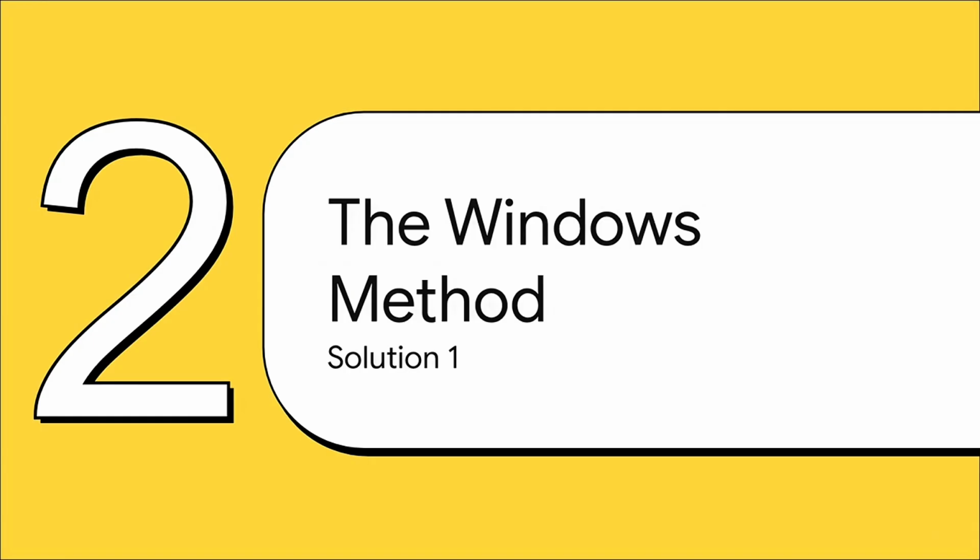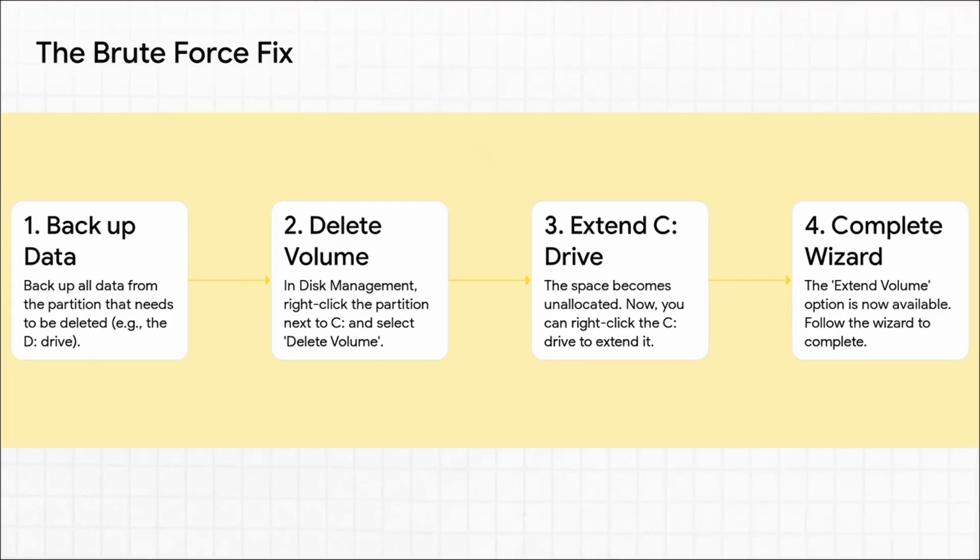So is there a way to fix this with just the tools Windows gives you? Well, yes, but it comes with a massive flashing red light warning. Let's call this the brute force method. The official Windows workaround is pretty aggressive. You have to completely delete the partition that's in the way. So let's say you have a D drive sitting between C and the empty space. You'd have to back up everything on that D drive, right-click it, hit Delete Volume, and poof. Only then does that space become available to use.